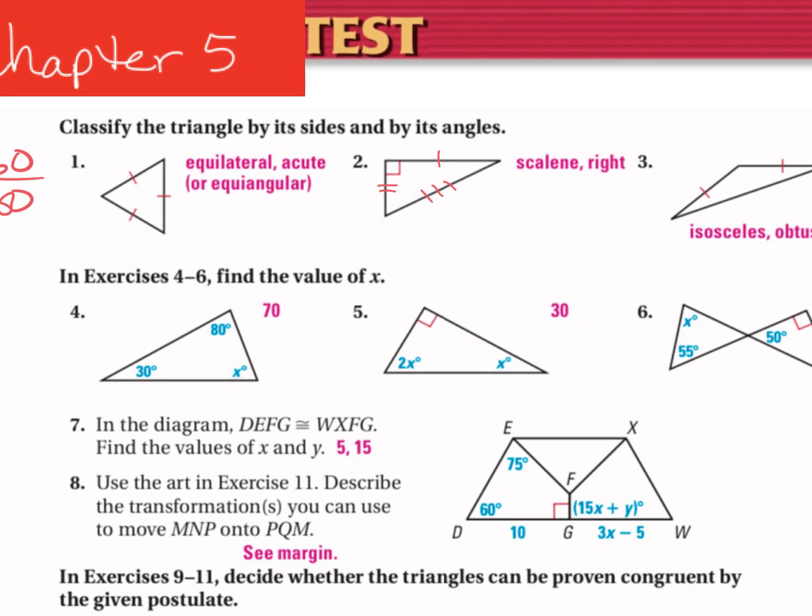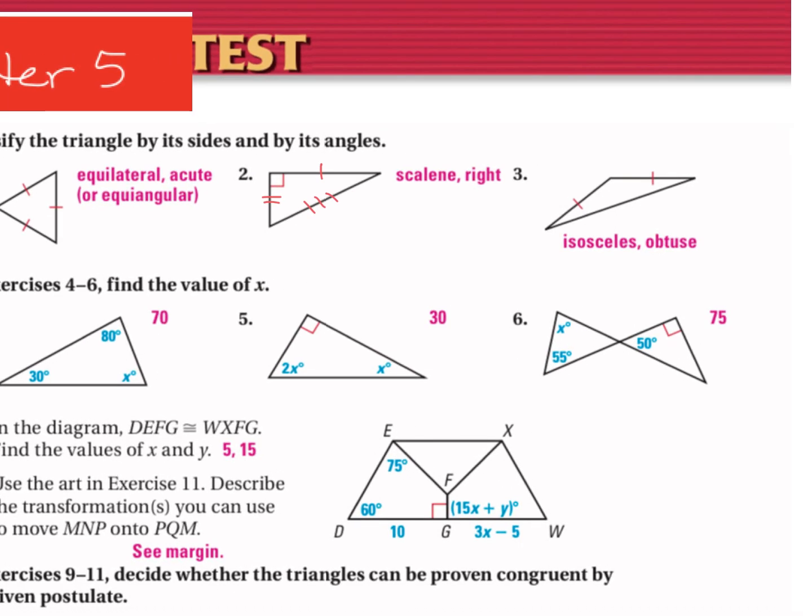Now number 3, you can see here that this has got congruency marks, making it isosceles. And then this angle is definitely greater than a 90-degree angle, making it obtuse.